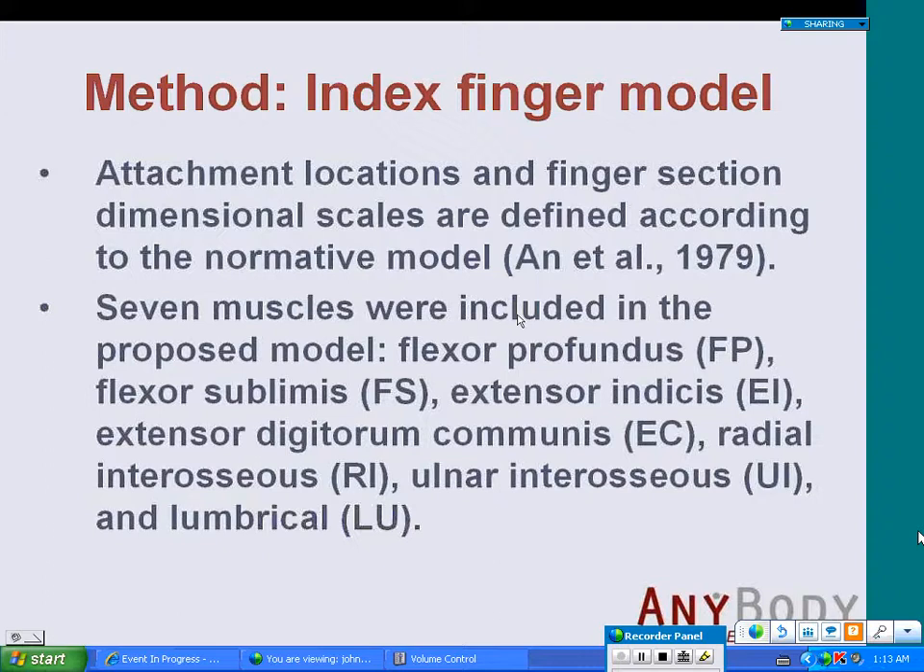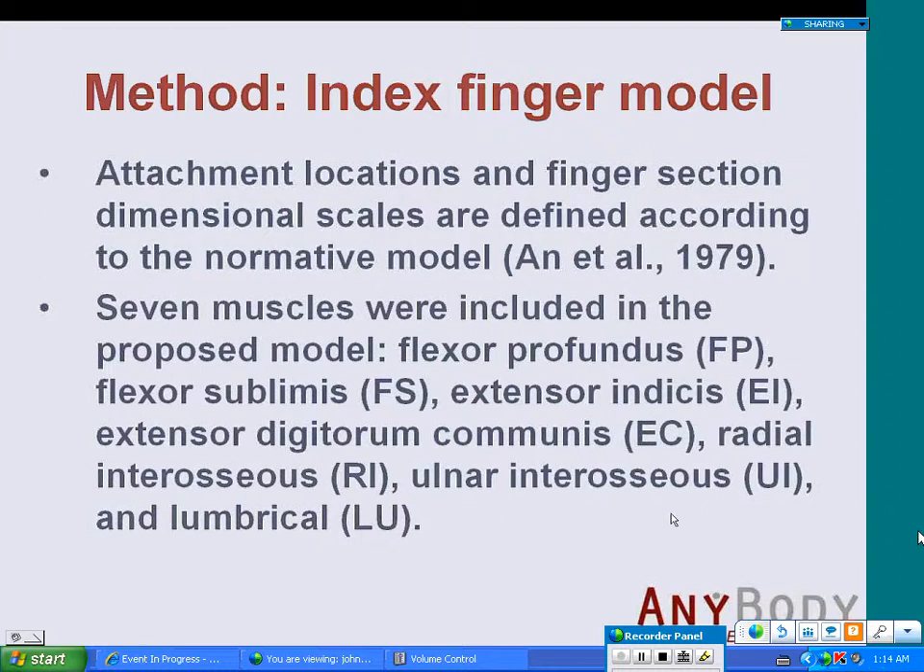There's FP, flexor profundus, FS, flexor sublimis, EI, extensor indicis, EC, extensor digitorum communis, RI, radial interosseous, and UI, ulnar interosseous. RI and UI are symmetric around the center. Then there's LU, lumbrical. This is on the side of UI.